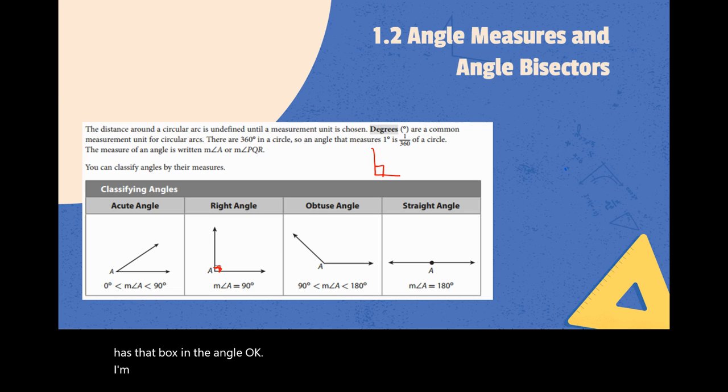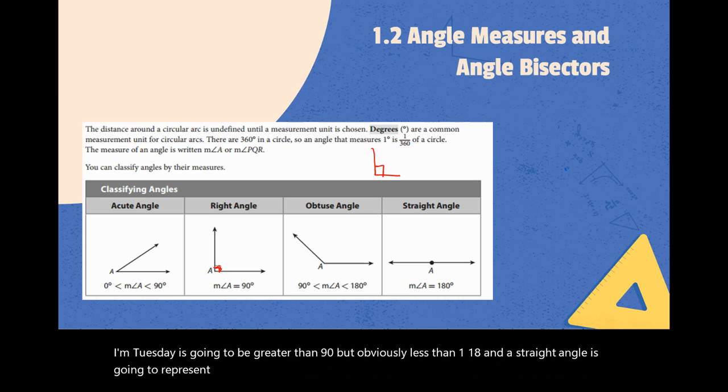Obtuse is going to be greater than 90, but obviously less than 180. And a straight angle is going to represent a straight line, which is 180 degrees.